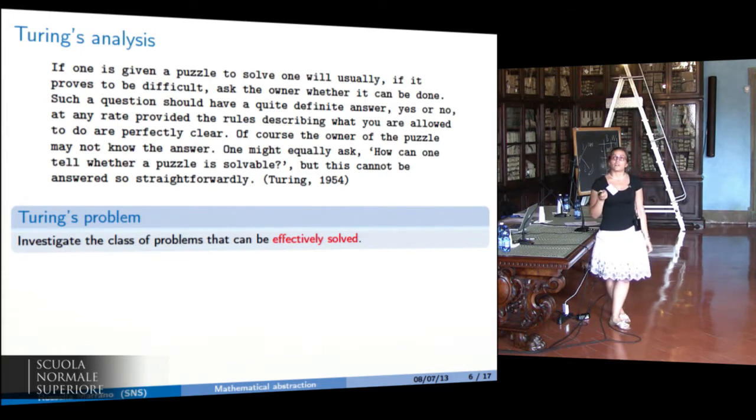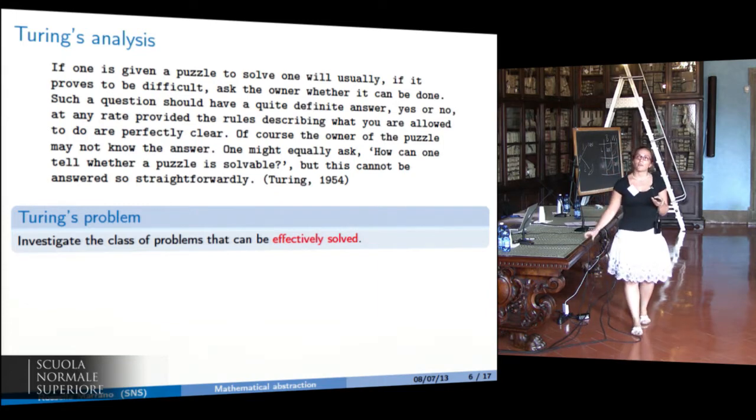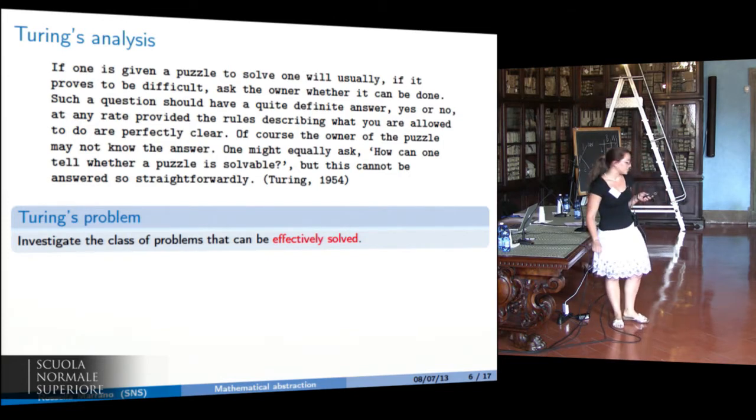Of course, the owner of the puzzle may not know the answer, and one might equally ask, how can one tell whether a puzzle is solvable? But this cannot be answered so straightforwardly.